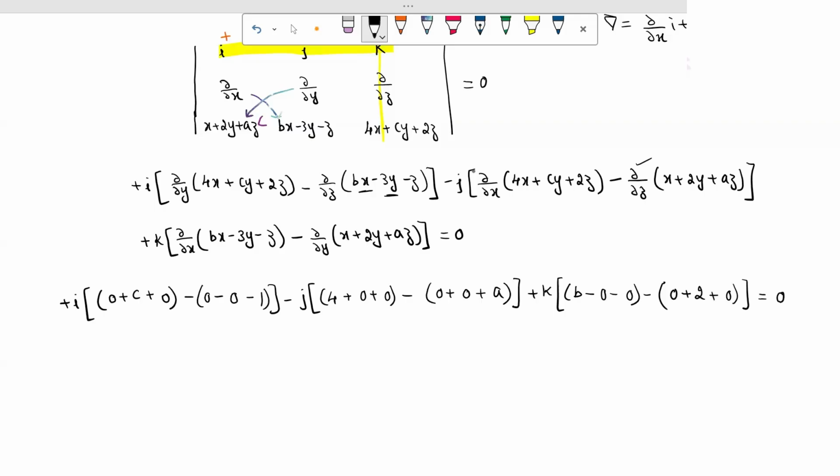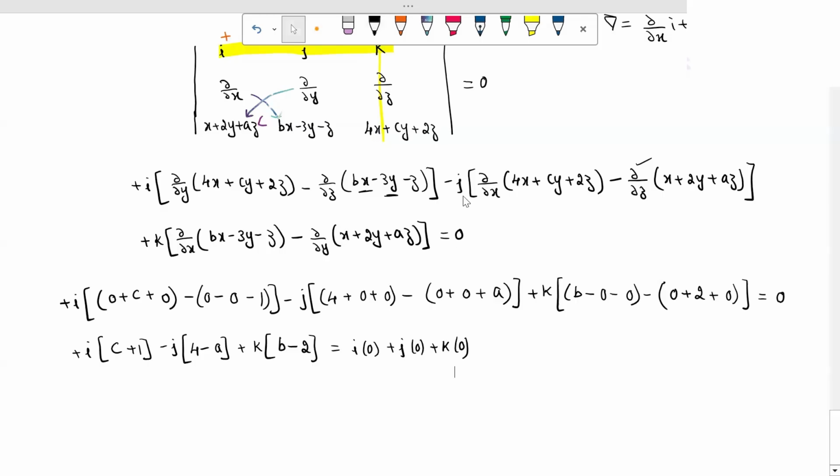Or further, if you try to simplify, it is plus i times 0, you can ignore. C, this is minus of minus, plus 1. So c plus 1 minus j into, it is 4 minus of plus will become minus. So 4 minus a plus k times, you have b minus 2 is equals to, so now this can be written as i into 0 because it represents the 0 vector. So i into 0 plus j into 0 plus k into 0.